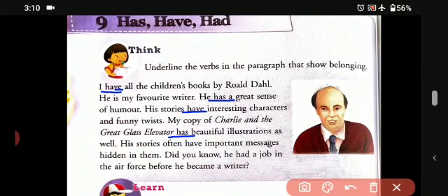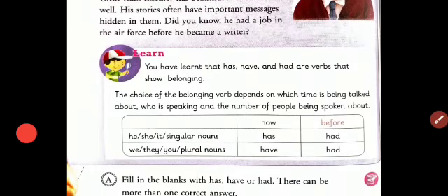His stories often have important messages hidden in them. Then again we have important messages hidden in them. Did you know he had a job in the Air Force before he became a writer? So here is had again. Okay students? So let's begin with another one.